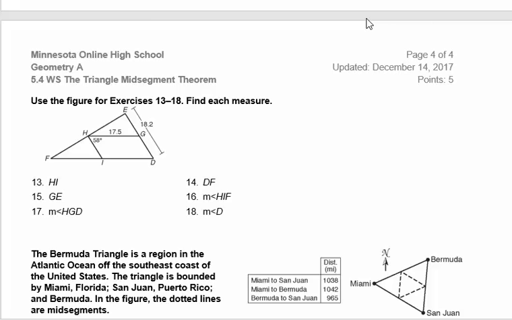So let's go through and mark some parts that are congruent. We know that, I'll say that G, H, and I are midpoints. That should be given to you. And that means then lots of things. It means that EH is congruent to FH. It means that FI is congruent to ID. And it means that EG is congruent to GD.